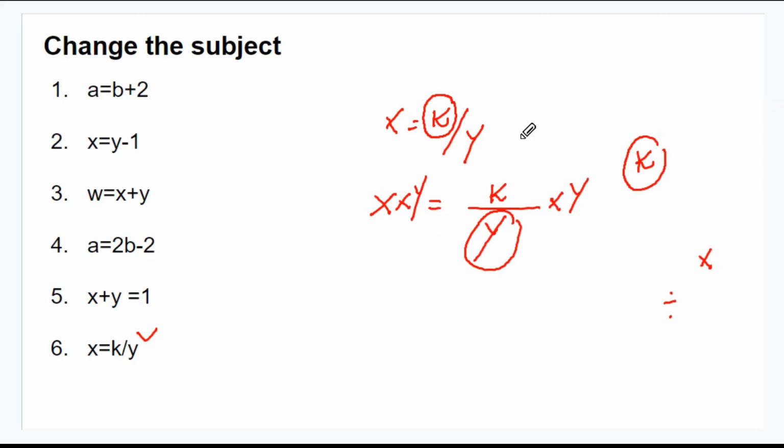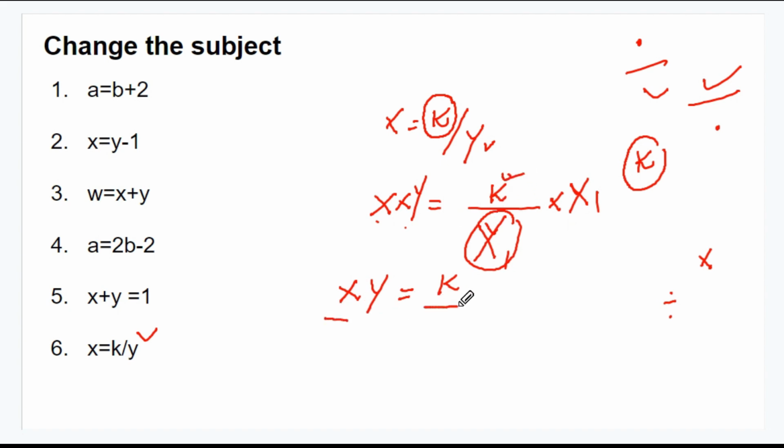Okay, so y is in the bottom, which means the opposite operation is going to be on the top, because the opposite of bottom is top and the opposite of top is bottom. So the numerator will be multiplied by y. So we have here x times y, which gives me xy, and on the other side, y times 1 is y. The y will be cancelled with y and we will be left with k alone. So look at here, now k has been changed into your subject. I can write it like this: k equals xy.